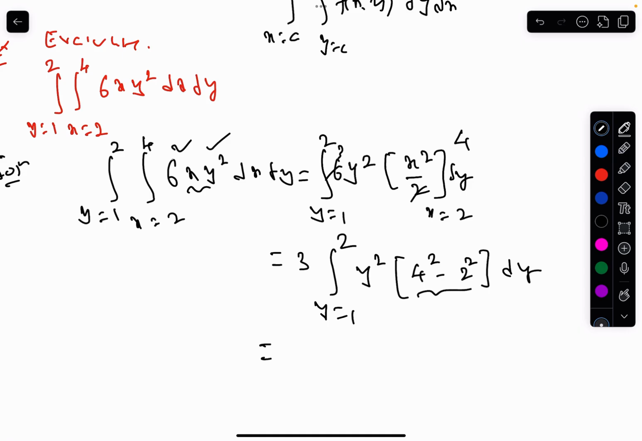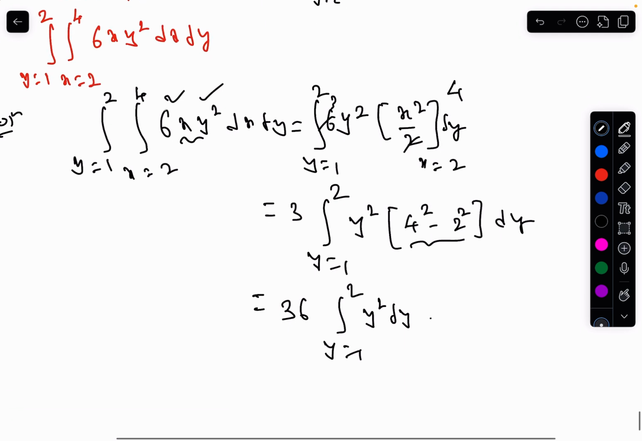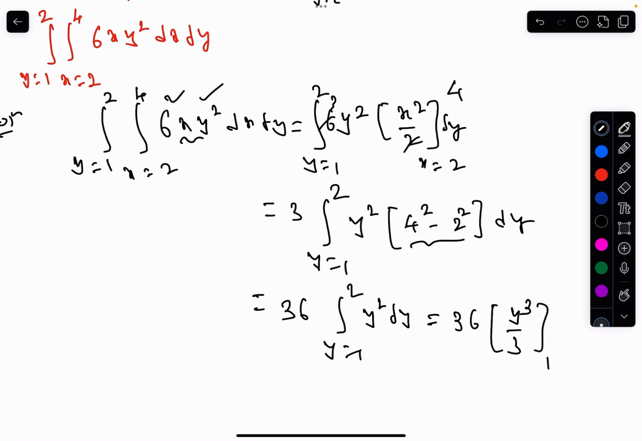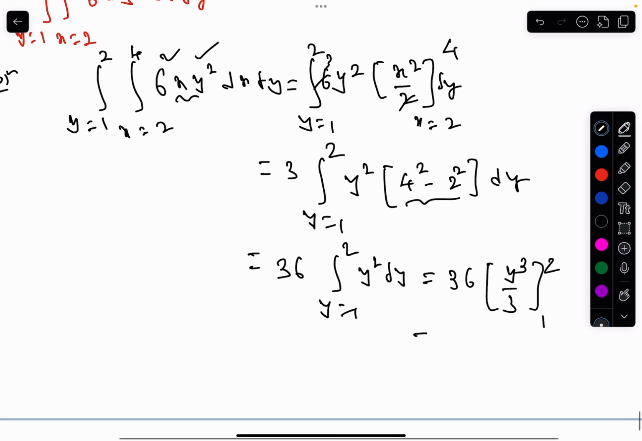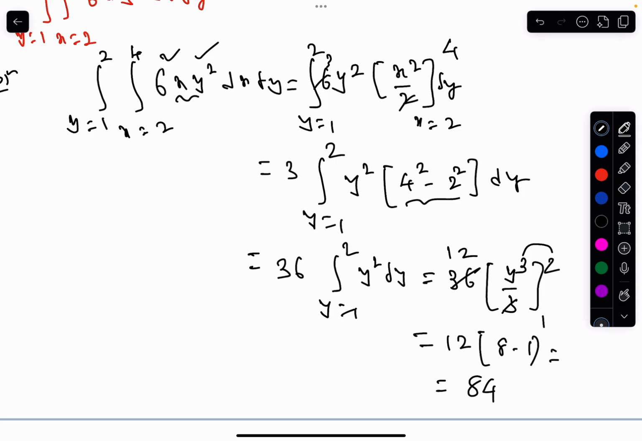And so this is now 16 minus 4, 12, 12 and 3, 36. Y equal to 1 to 2, y square dy. And so this is 36, y power 3 by 3, 1 to 2. So then this is 8 minus 1, 7 and 12. So the answer is 84.